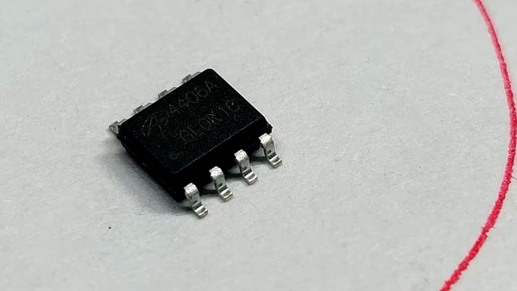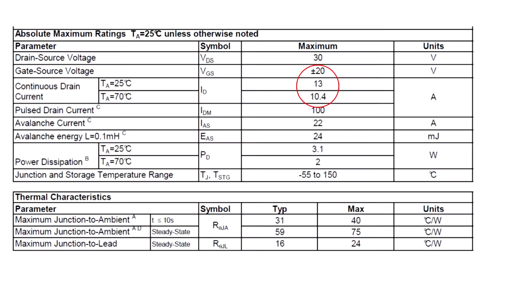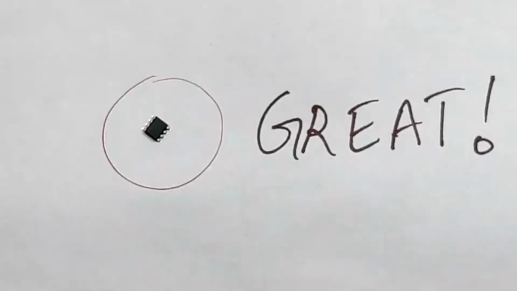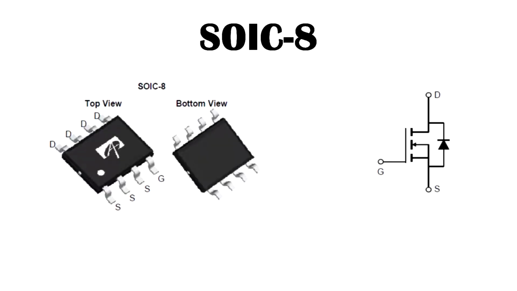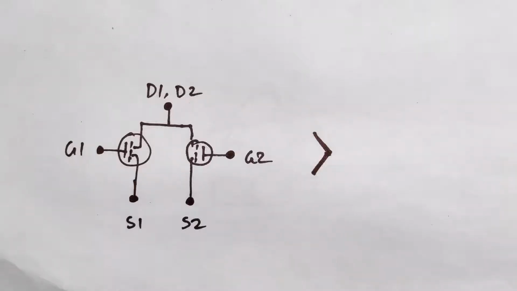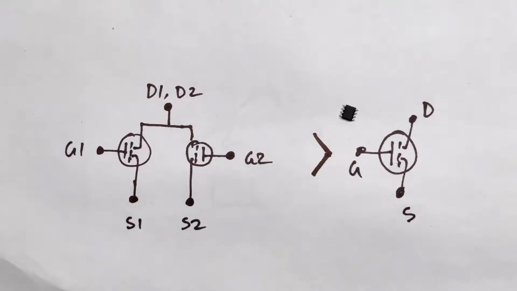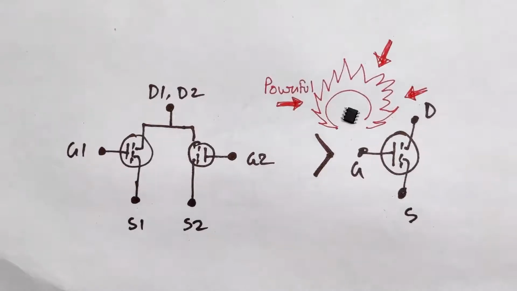We can use A04406A MOSFET IC, which can provide up to 13 ampere of current at 30 volt, which is pretty great for driving high watt load. It's an N-channel MOSFET which is available in SOIC 8 package. However, unlike 8205S MOSFET IC, this IC doesn't have two internal MOSFETs. It only has one MOSFET, but it's quite powerful.